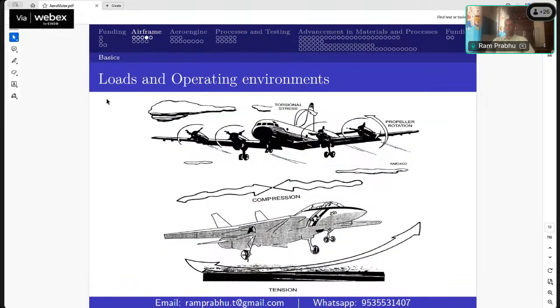Just to give an idea, when the aircraft takes off or lands, you can see different regions of the aircraft encounter different kinds of loads or forces. For example, compression force towards your fuselage, and the wing encounters the torsional loads. And again, the fuselage, when it takes off, encounters the bending load. In addition, when the aircraft moves at different speeds, especially in the military aircraft scenario, it encounters a very complex pattern of randomized fatigue loading.